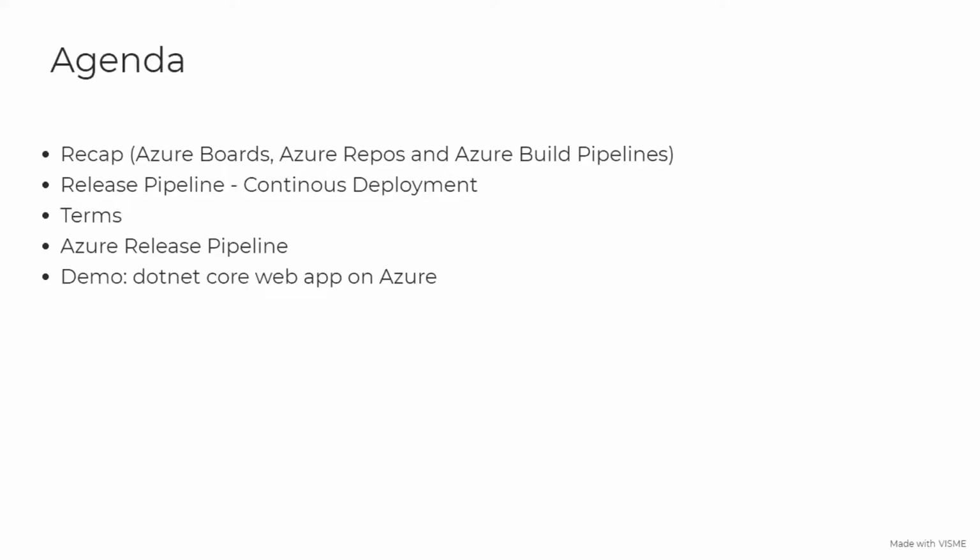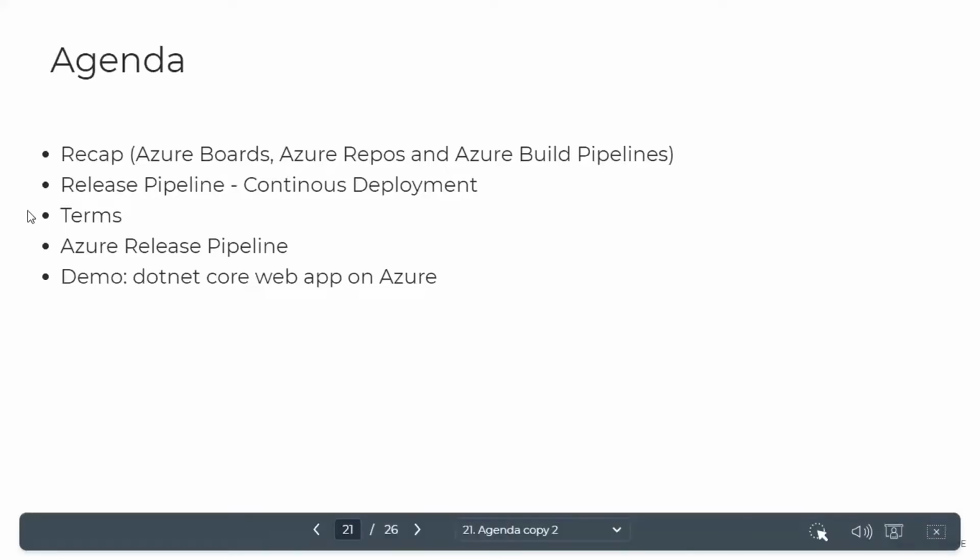The YAML pipeline is the pipeline-as-code approach, which is somewhat advanced. Today we are going to see the classical editor only, and then deploying one of the .NET or React applications from our Azure DevOps to the Azure platform. We are also going to see some overview about the release pipeline.